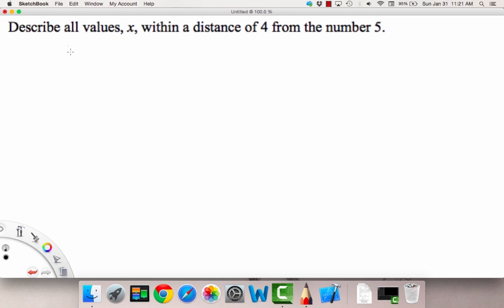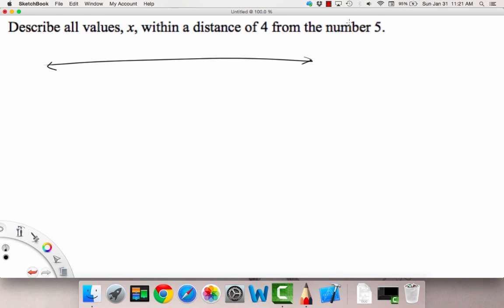Okay, so that's a little bit confusing. What I like to do whenever I see a confusing problem is try to draw a picture when you can. So let's see, we have some kind of number line going on, right? And it says we're trying to describe all values x, which we don't know yet, so we can't draw those on our number line, within a distance of 4 from the number 5.